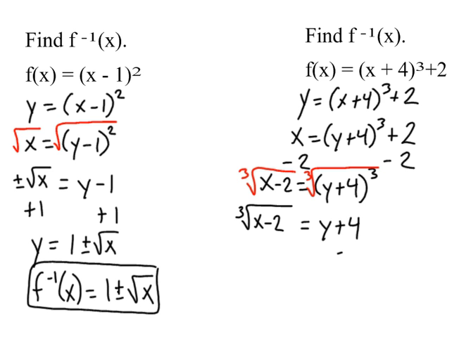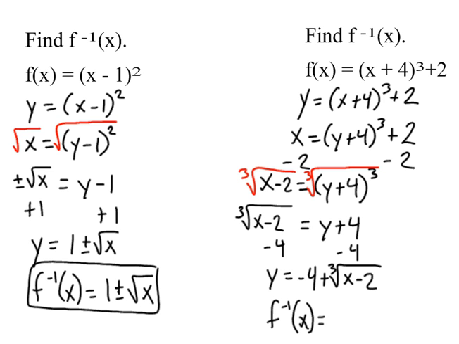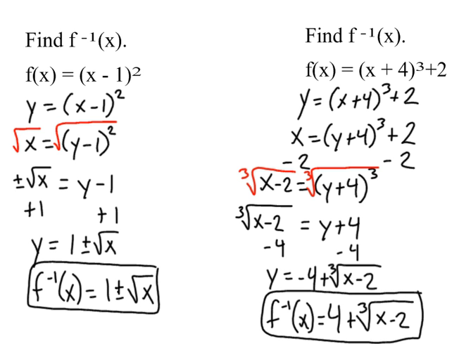Now let's go ahead and minus 4. Again, I don't want to accidentally confuse people by putting the negative 4 after the root sign, so let's put the negative 4 first. Since there's no plus or minus in front of the root, we're just going to keep it at plus because there's no negative either. Cube root of x minus 2. Let's write it in the correct notation, our function notation. And this would be our answer.